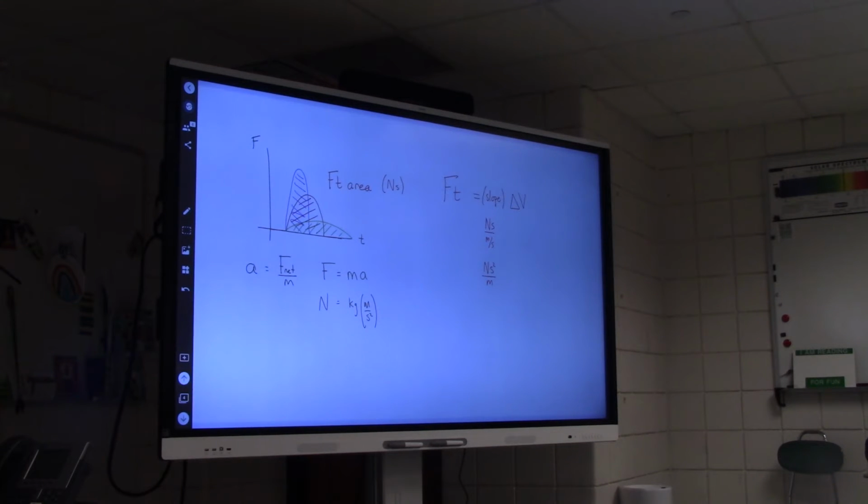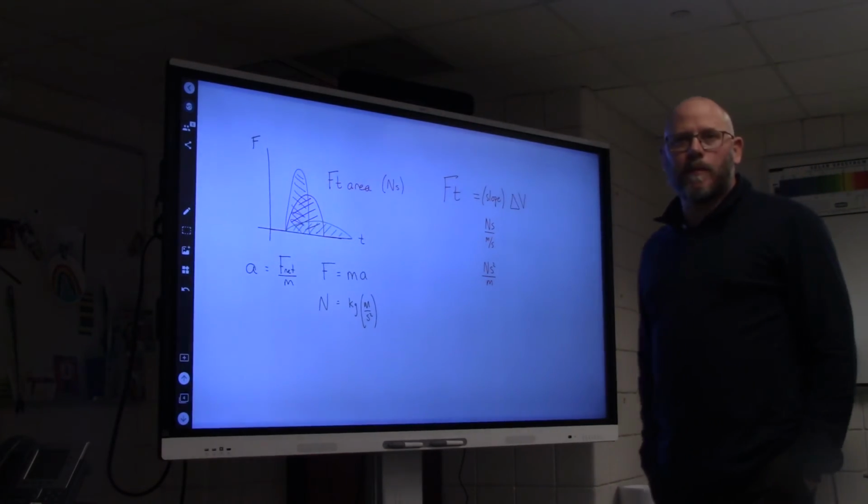Do it right on your whiteboard, please. Simplify that. Substitute that, and we're going to rewrite as kilograms times meters over second squared, and see if we can simplify that down into something. We're going to make a direct algebraic substitution.